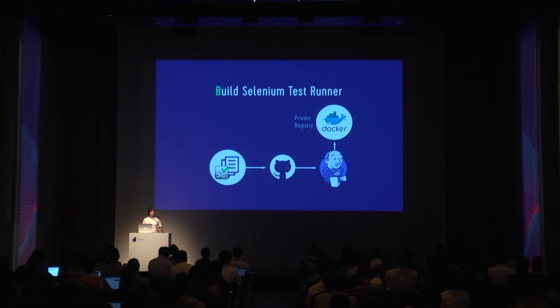Here is an example of building the test runner container in your CI. First, prepare your Selenium test as usual, and define your Dockerfile with appropriate configurations and test data. Once you commit the code in the repository to the Git server, it will trigger the Jenkins job, build the test runner container image, and push it to the Docker registry. Here, we use a private registry for security concerns.